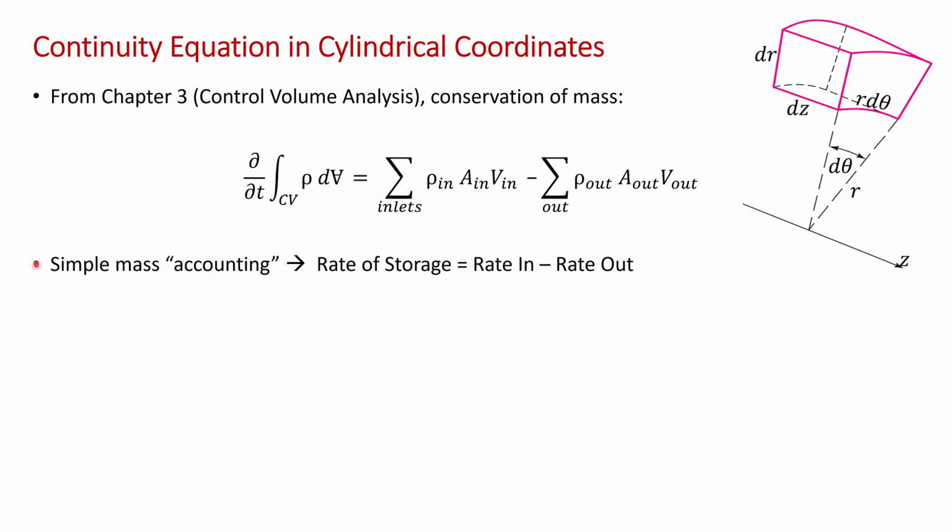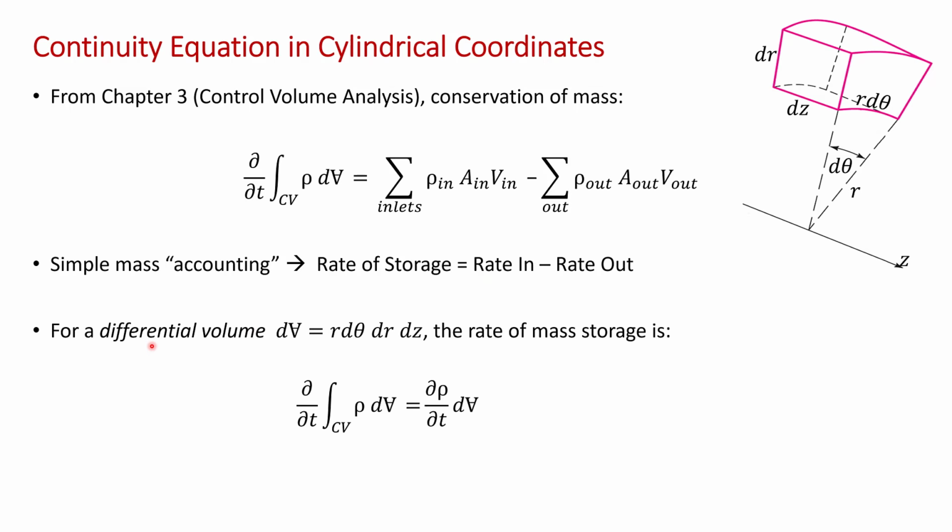As we discussed in Chapter 3, this is just very simple mass accounting. The rate of mass storage is just equal to the rate of mass flow in minus the rate of mass flow out. Now, in this case, for our differential volume, dV, the volume dV is the arc length r dθ times dr times dz. So just the height times the depth times the width of the control volume.